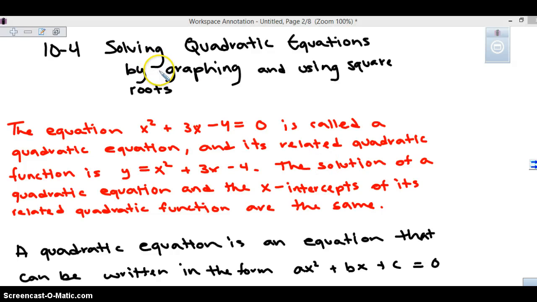So today we're solving quadratic equations by graphing and by using square roots. The equation x squared plus 3x minus 4 is equal to 0 is called a quadratic equation, and its related quadratic function is y equals x squared plus 3x minus 4. The solution of a quadratic equation and the x-intercept of its related quadratic function are the same. So notice, in other words, the solution is the x-intercept of the graph of the equation.